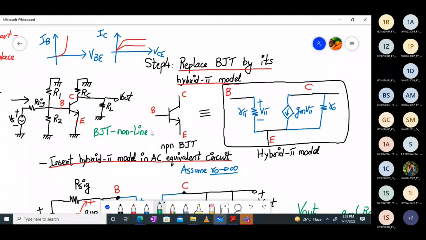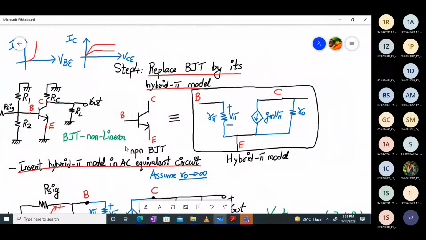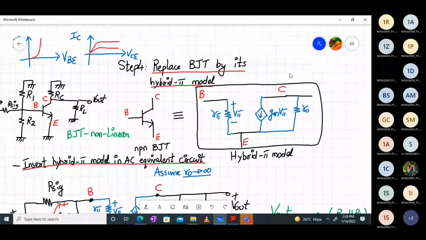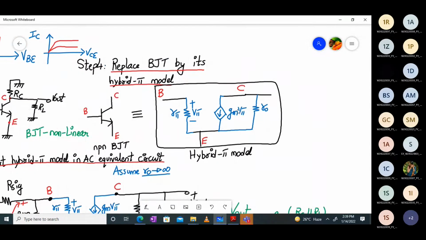But what are we doing by drawing the hybrid pi model? We are linearizing the non-linear BJT. That's the definition, and that's why we replace it by a hybrid pi model. When we replace the BJT by its hybrid pi model, we are treating it as a linear device. Here is my hybrid pi model. So now the BJT is a linearized version of itself.